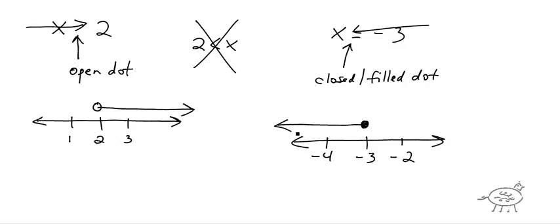Okay, so that's basically how you graph just a standard inequality. That's one of the differences between solving inequalities and equalities, is you graph an inequality and you don't need to graph an equality because it's just a point.